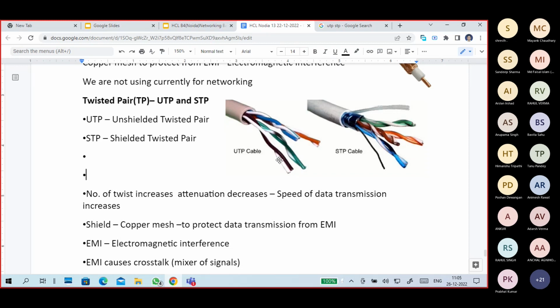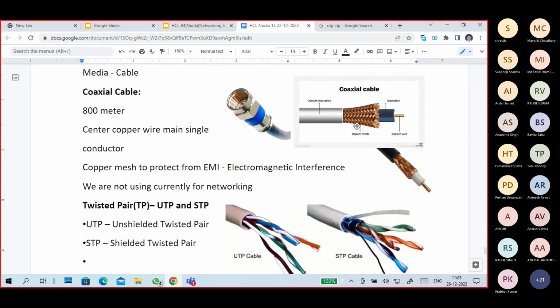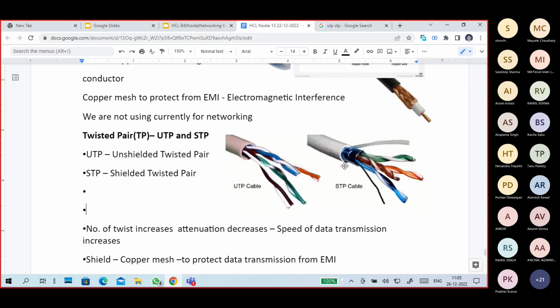So here it is the UTP cable and this is the STP cable. Like a coaxial cable, there is a copper mesh, and the same copper mesh will be on these wires. The wires are inside this copper mesh. Again, what is the use of the copper mesh? To protect from electromagnetic interference. Electromagnetic interference causes crosstalk, so to avoid this crosstalk, we use a copper mesh.